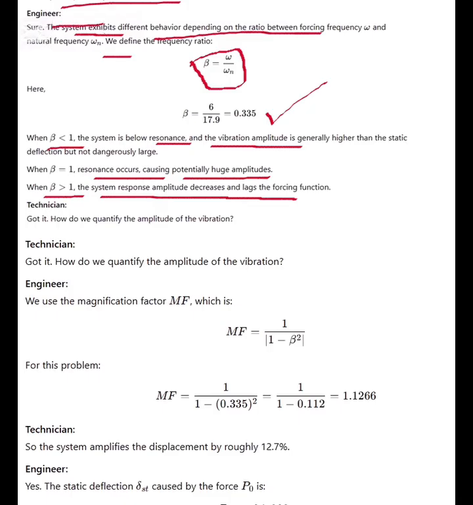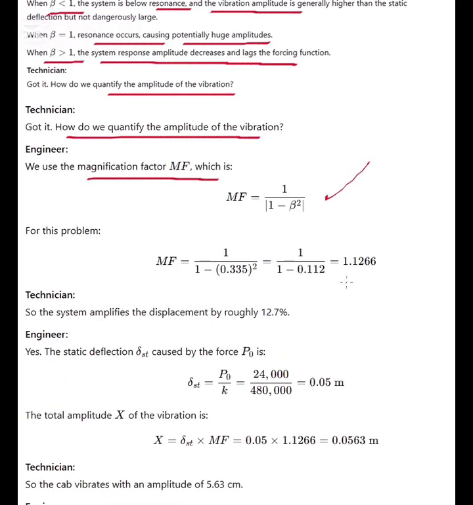How do we quantify the amplitude of vibration? We know the magnification factor, 1 divided by 1 minus beta squared. From that we will come to this magnification factor. That's almost 12.7% more. The system amplifies the displacement. We know the system is going to amplify the initial displacement by roughly 13%.